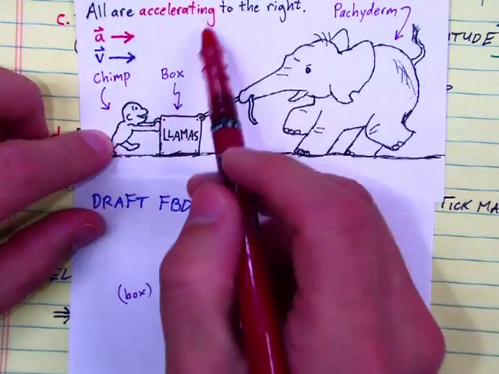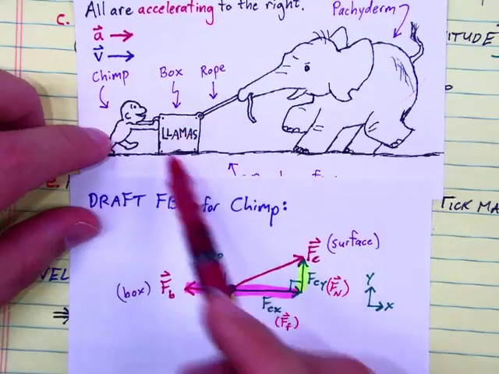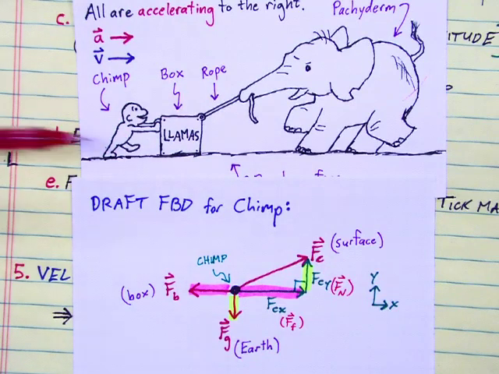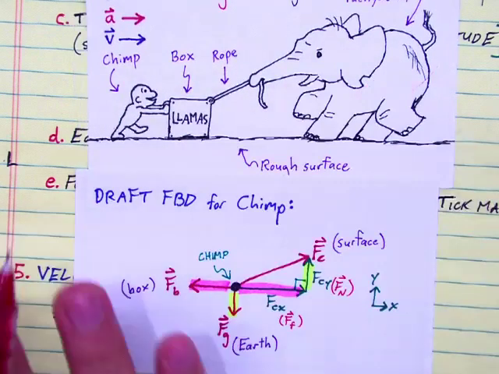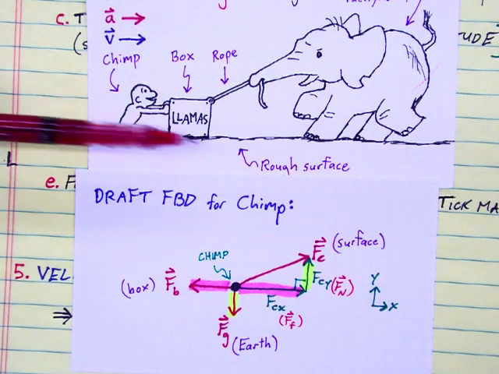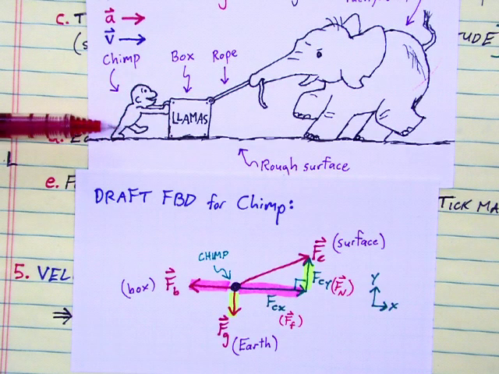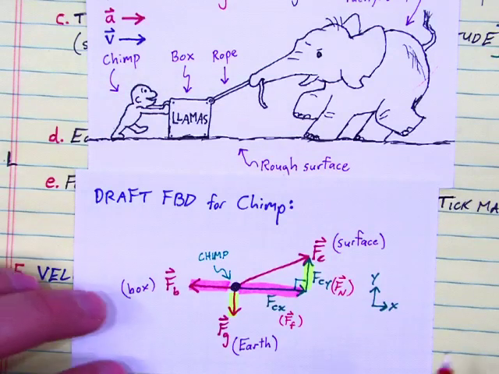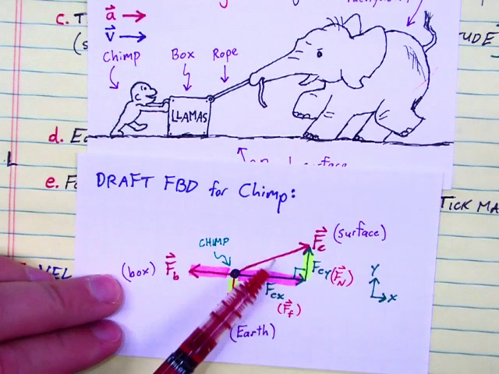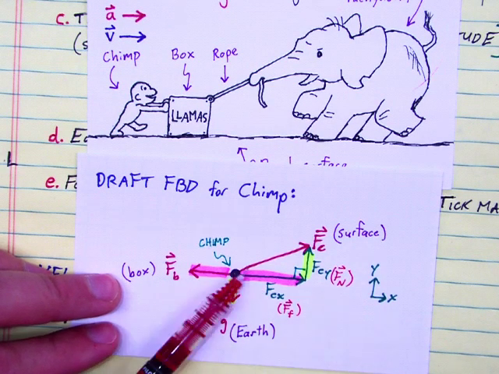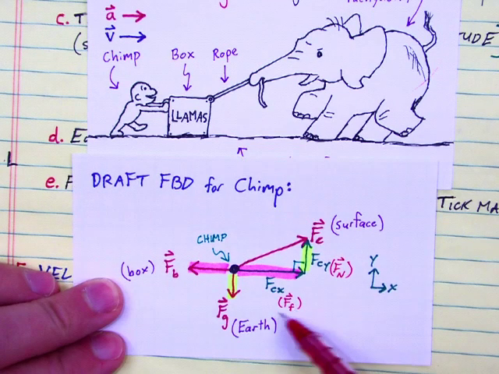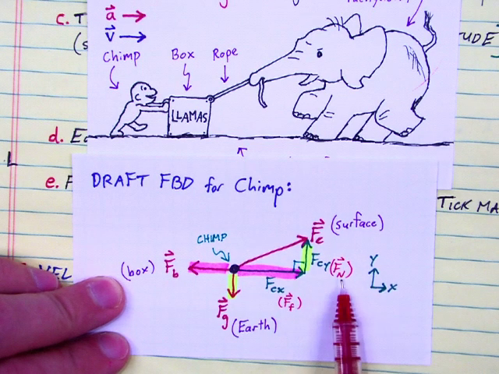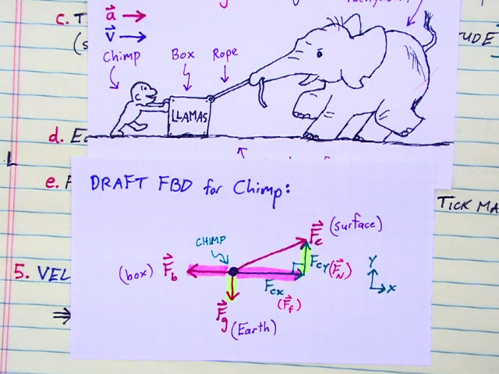The chimp is accelerating to the right as well as the box. So if there's an acceleration to the right, something must be pushing the chimp to the right. That's the traction right here between the chimp's foot and the surface. Friction pushes to the right, that's our traction, allowing the chimp to walk forward and accelerate forward. So our surface ultimately pushes up and to the right on the chimp, so there's our surface contact force. The rightward part, that traction, that we call our force of friction, and that upward component that we call the normal force. So redraw your free body diagram.